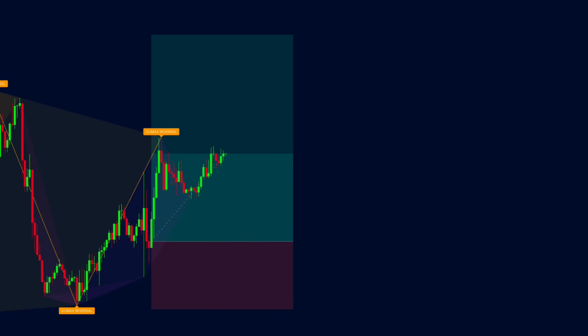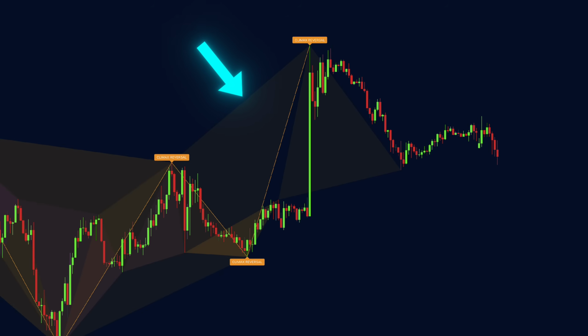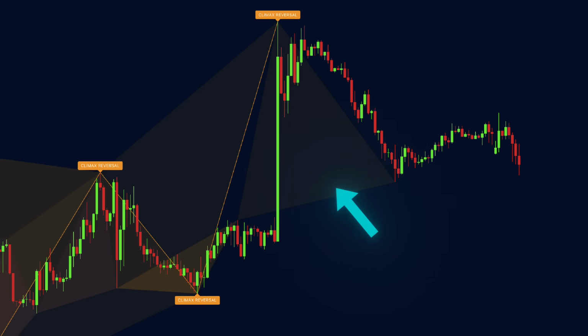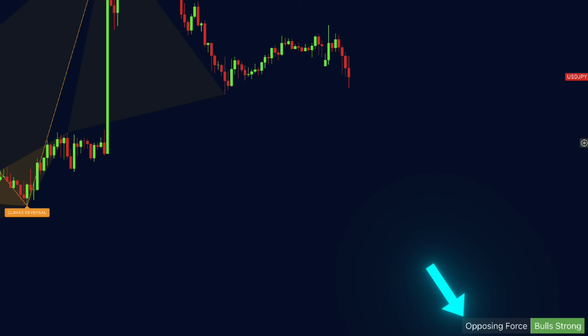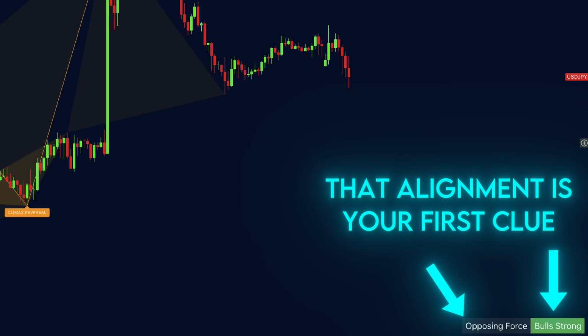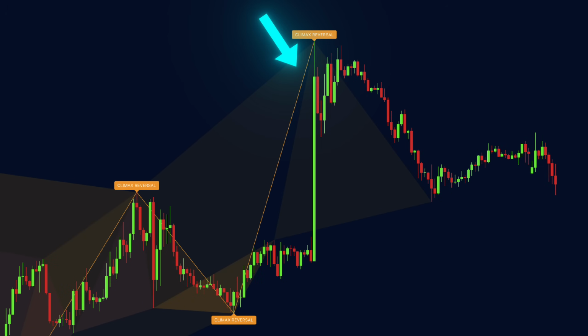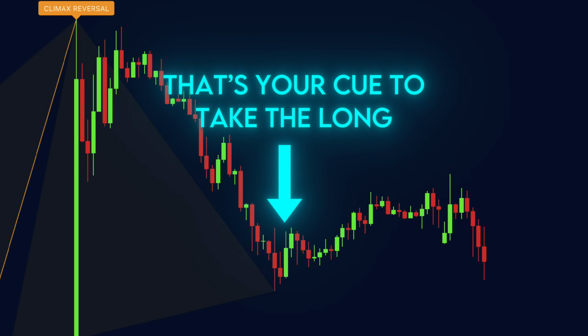Now let me show you exactly how to trade this. Long setup. First, you want a bullish reversal pattern to appear on your chart. You'll see a green pattern drawn with labels and connecting lines. At the same time, look at the dashboard in the top corner. If it's showing green or neutral, that means buying pressure is not weak. That alignment is your first clue. Once the pattern is fully drawn, which means the final pivot is confirmed, wait for price to make a higher low after the pattern completes. When that higher low forms, that's your cue to take the long.